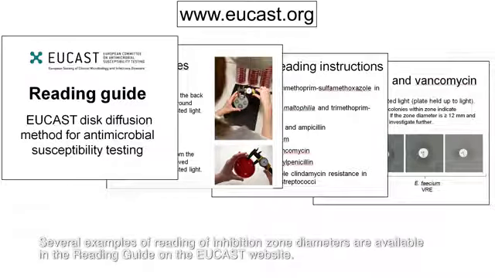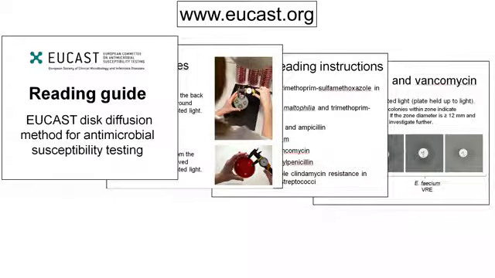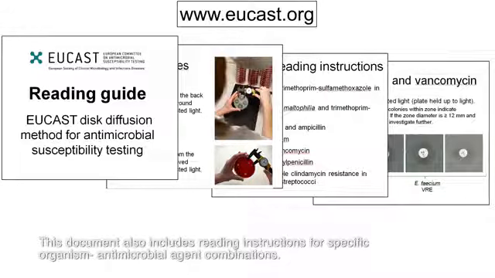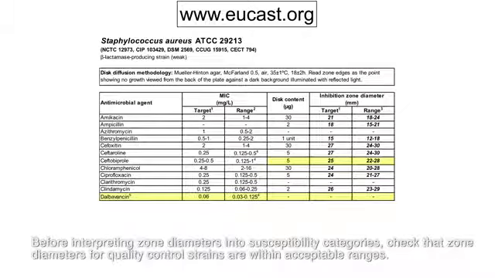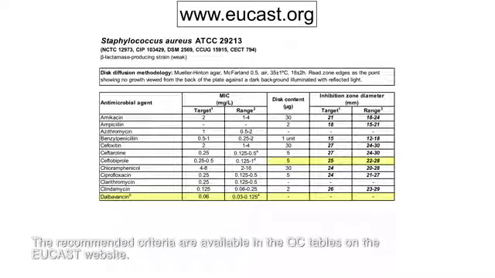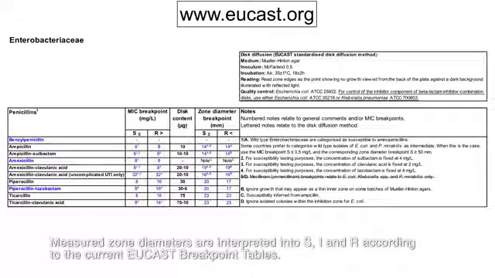Several examples of reading of inhibition zone diameters are available in the reading guide on the EUCAST website. This document also includes reading instructions for specific organism-antimicrobial agent combinations. Before interpreting zone diameters into susceptibility categories, check that zone diameters for quality control strains are within acceptable ranges. The recommended criteria are available in the EUCAST QC tables on the website. Measured zone diameters are interpreted into S, I, and R according to the current EUCAST breakpoint table.